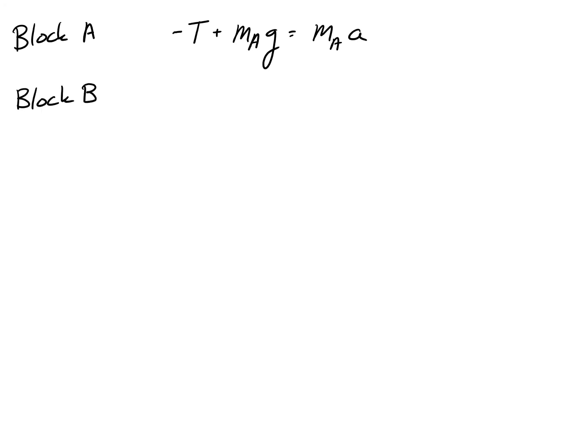From block B, what I have is positive tension minus MBG sine theta is equal to MBA. So I have two equations with two unknowns. I have tension and I have acceleration. So how I'm going to go through and solve this is I have to choose. Do I want to solve for direction first or tension first? I'm going to solve for direction first.